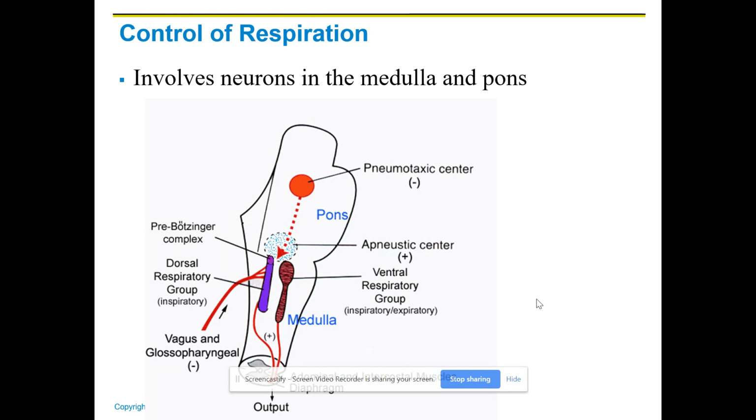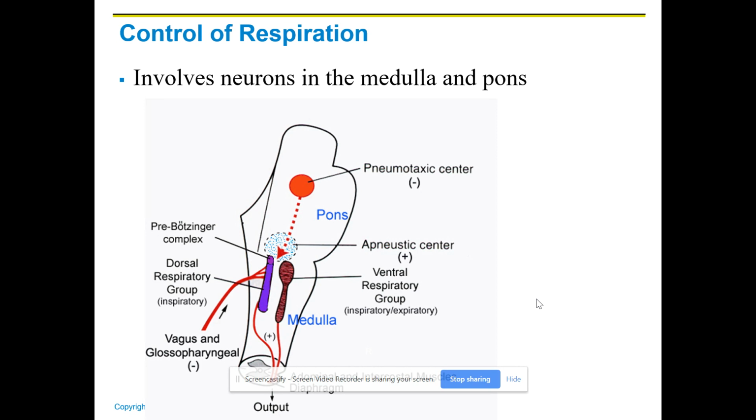We also always move about 500 milliliters of air when we're at rest. So 12 times 500 is 6,000. 6 liters of air move in and out of our lungs every minute. But sometimes we need more air. Sometimes we might need less air.